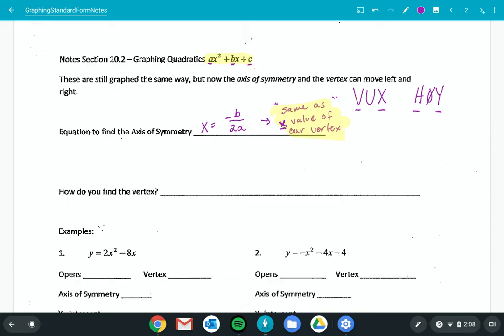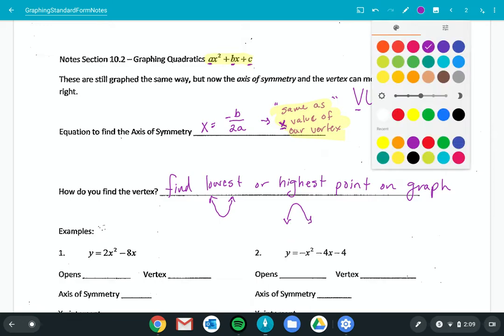Okay. So, how do I find the vertex? Relatively simple. We need to find the lowest or the highest point on my graph, which we can do. Obviously, if it's lowest, that's if my graph opens upward. That's my lowest point. And then highest would mean my graph opens downward. And that's how we would find that vertex.